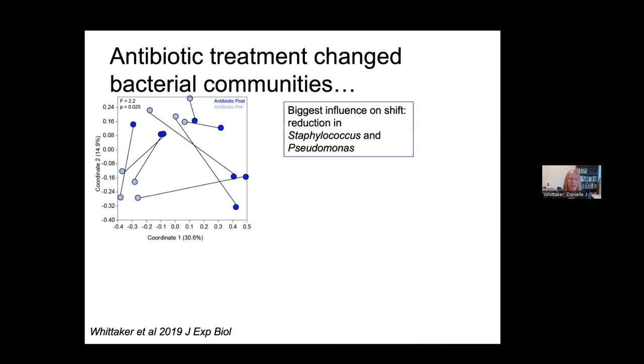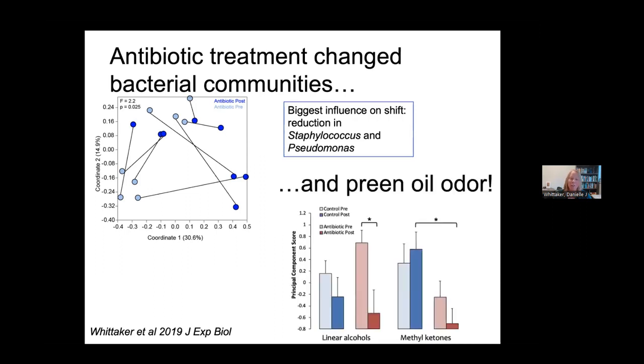So, okay, we had a big impact on their bacteria, and we saw a significant change in the preen-oil odor. So here I'm showing you all of the birds in the study. The blue are the control birds, and the pink and red are the antibiotic birds. The light colors are before they received treatment, and the dark colors are after.